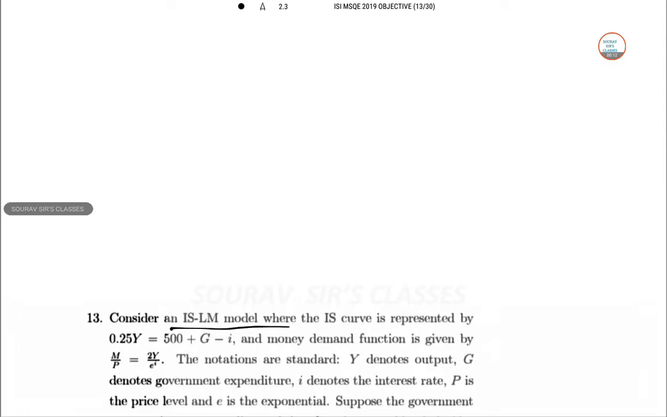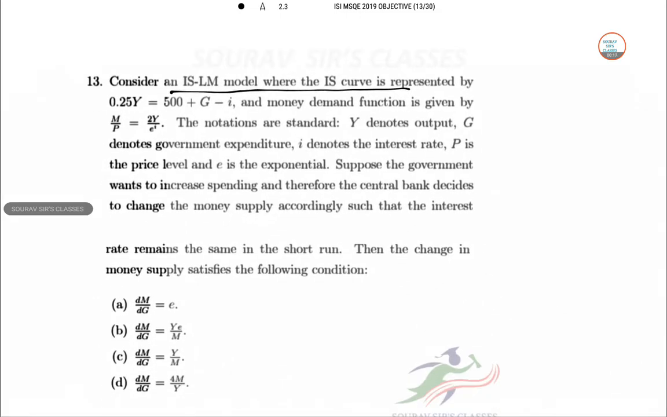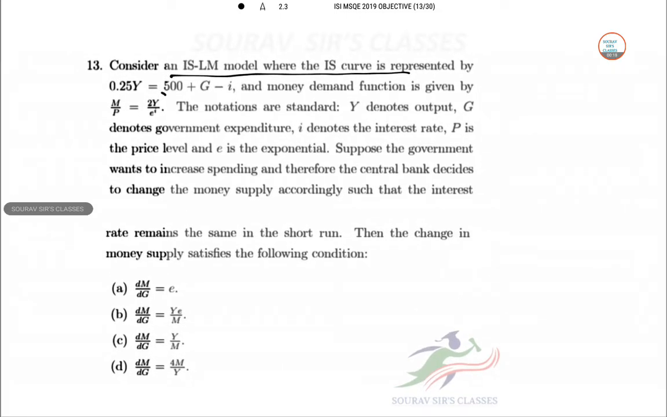So consider an IS-LM model where the IS curve is represented by Y = 0.25y, 500 minus G minus I, and the money demand function is given by M/P = 2y to the power e^(-I). The notations are standard. Y denotes output, G denotes the government expenditure, I denotes the interest rate, P is the price level, and e is the exponential.